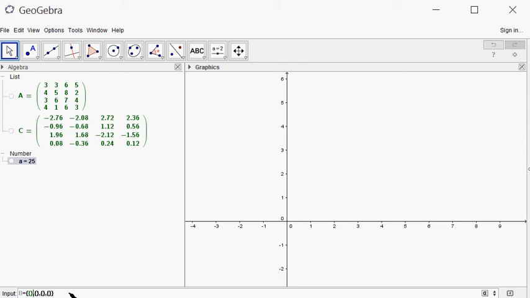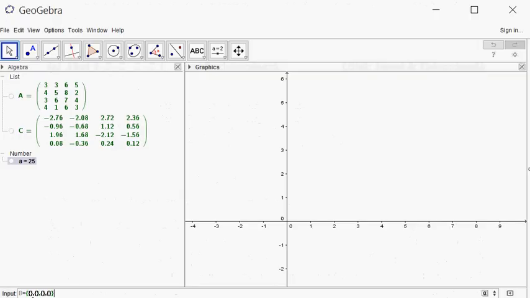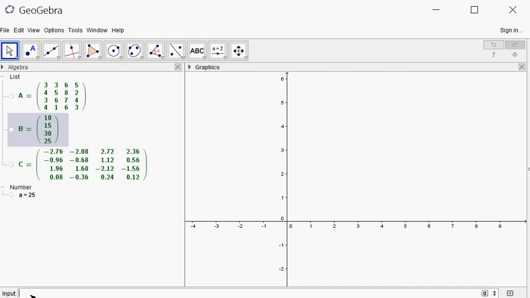Then the first one is, let's see, what was it? I forgot to write that down. Hold on. Alright, so the right hand side is 10, 15, 30, 25. So let's go back. The first one is 10, next is 15, then 30 and 25. So this is the right hand side matrix.